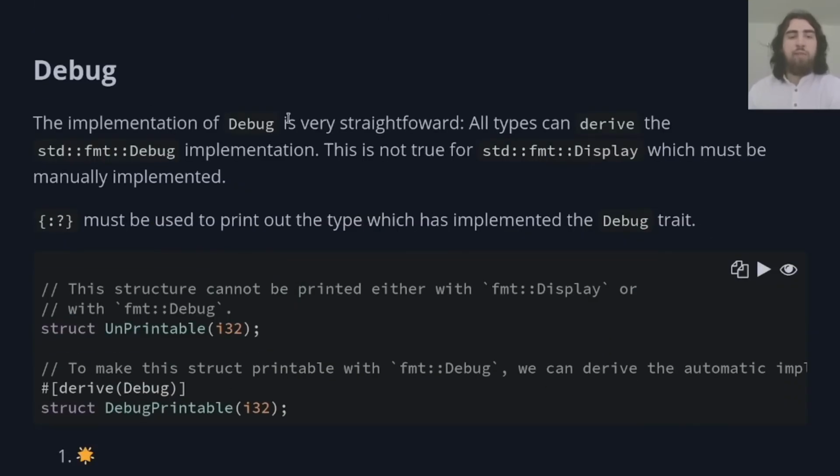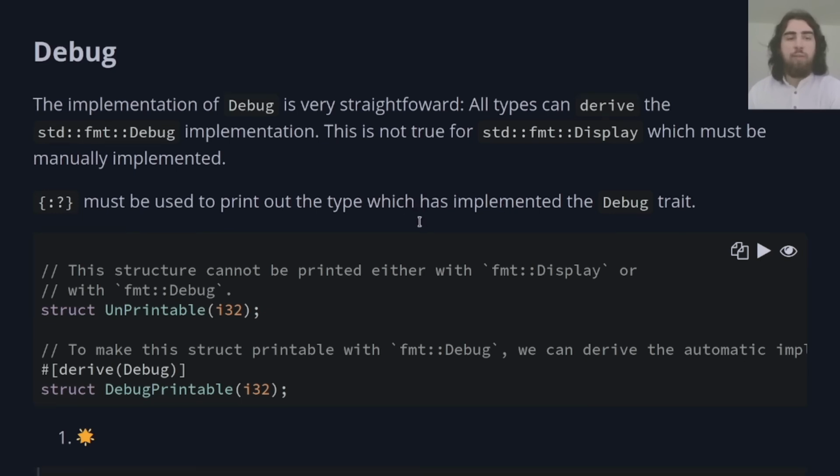The implementation of debug is very straightforward. All types can derive the debug implementation. This is not true for display, which must be manually implemented. And we have used that before. This is the debug notation, which must be used to print out a type which has implemented the debug trait.